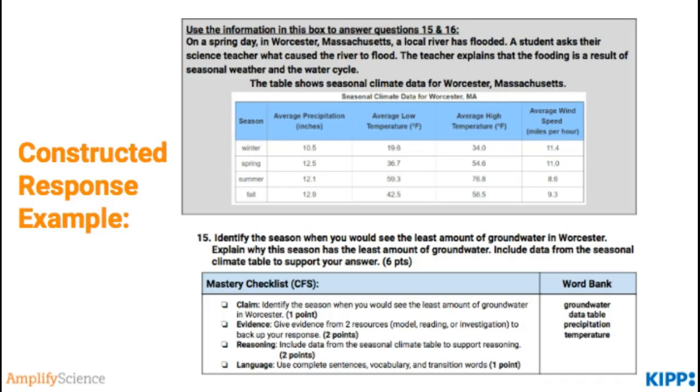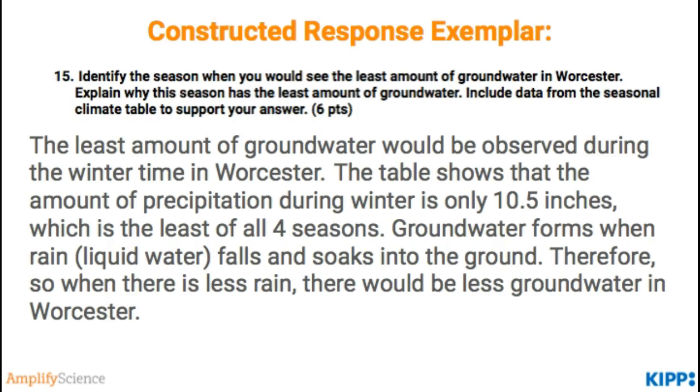And here's another constructed response on the assessment. It asks students to use the table to identify the season when you would see the least amount of groundwater in Worcester. Try it on your own and make sure to use data from this table to explain your reasoning. Did you choose wintertime because the data shows that winter has the least amount of precipitation and therefore the least amount of groundwater? If so, then you got it. Pause the video and take a look at this exemplar response.